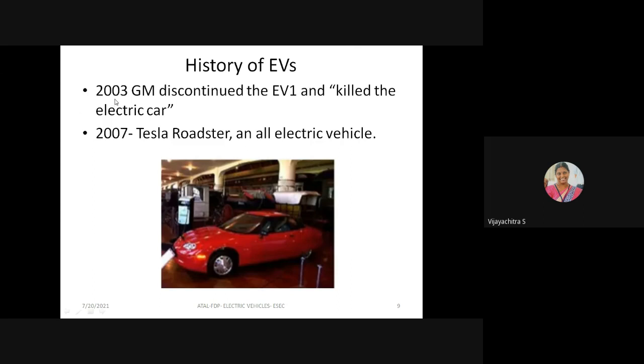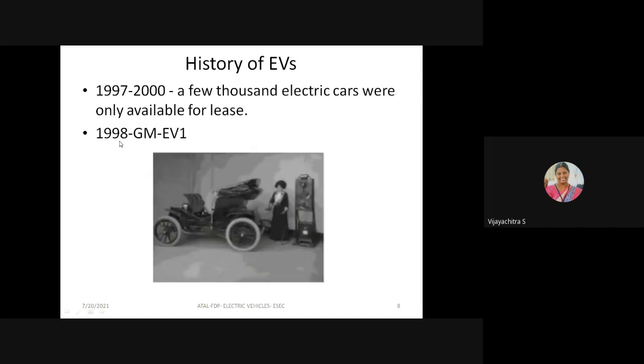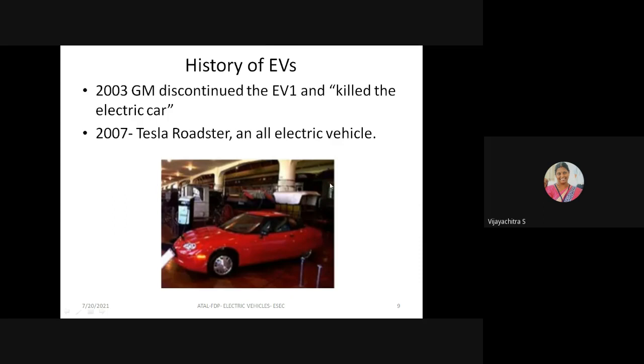After that, in 2003, GM discontinued the EV1 and almost demolished the electric cars, because people didn't like it, as it looked like a bullet cart. The design itself was not attractive to people, so that's why GM discontinued that design and demolished the electric cars. After that, in 2007, came the Tesla Roadster. This is the name of the electric vehicle, and this is the picture of it. This was more attractive to people.